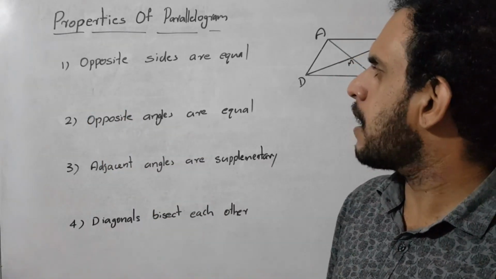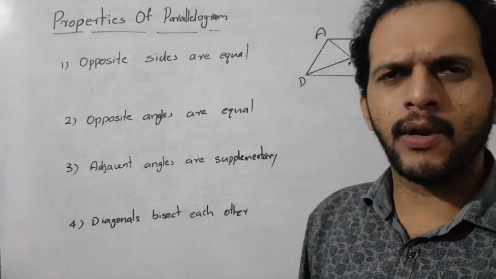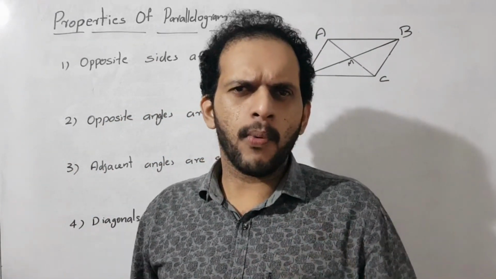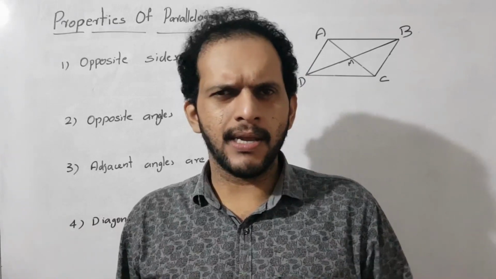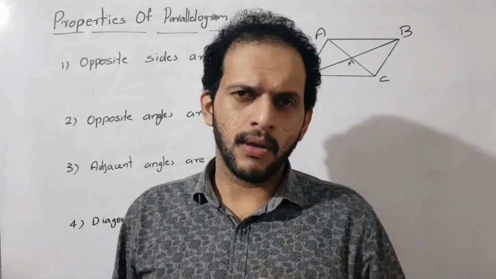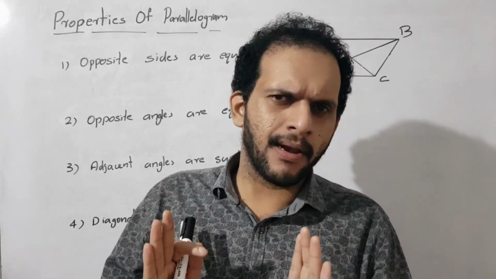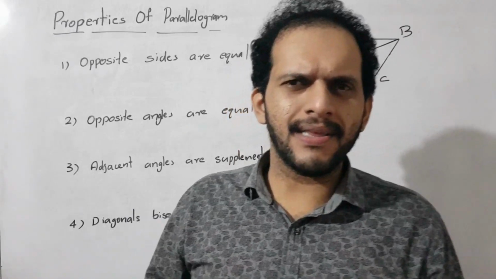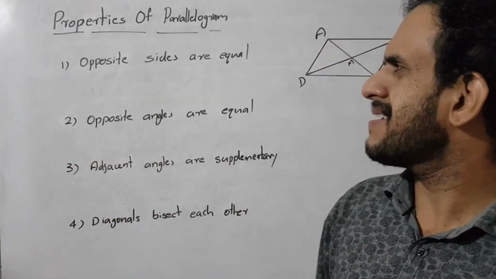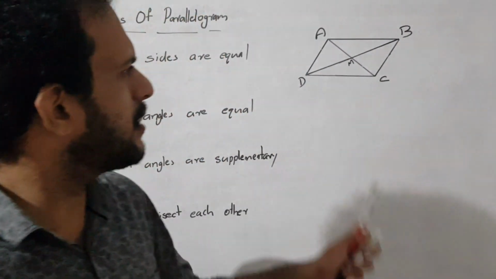So the first idea, what is that? The opposite sides are equal. That is the first property of a parallelogram. What is a parallelogram? A parallelogram is a quadrilateral whose opposite sides are parallel. So we study the first property like this: the opposite sides are equal.